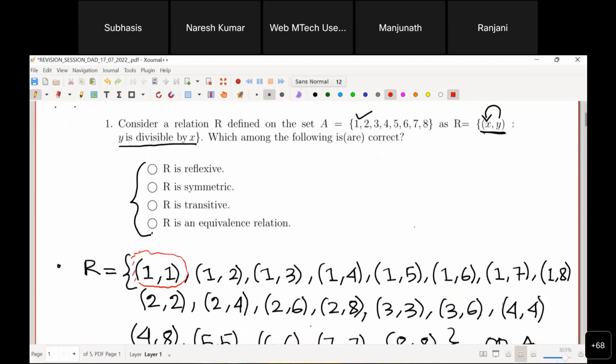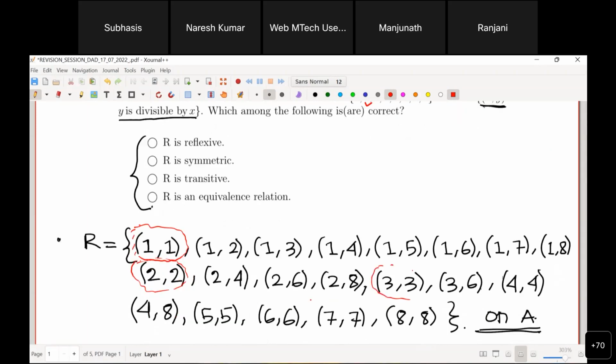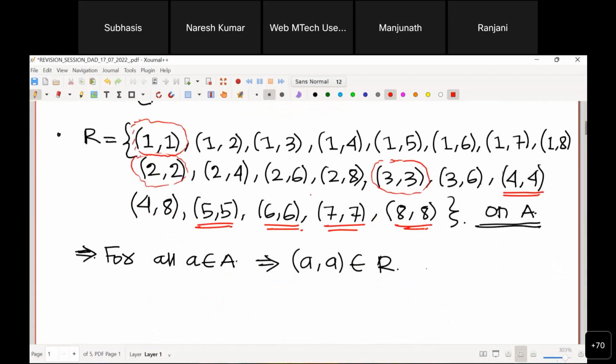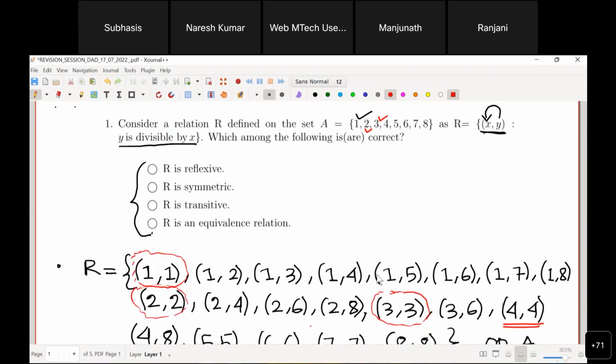Similarly, if I pick the second element 2, I can easily see that 2 comma 2 is also in R. So the condition holds for 2, but I have to keep going because I have to check all the elements of A. Next I go for 3, and 3 comma 3 is also in R. Similarly, 4 comma 4, 5 comma 5, 6 comma 6, 7 comma 7 and 8 comma 8 are all in R. So this condition holds for this relation, which means that R is reflexive. So the first condition is true.